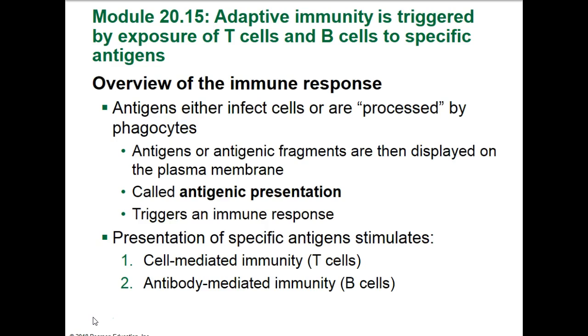Antigens either infect cells or they're processed by phagocytes. So antigens or antigenic fragments are displayed on the plasma membrane of some of these phagocytes. And this is called antigen presentation, and it triggers an immune response. You may remember I mentioned earlier that certain cells like macrophages sometimes just take in a foreign thing and destroy it. But one of the things they also do is take in that foreign invader, break out some of the pieces like its antigens, and redisplay them on the outside of themselves. It's like they're waving a flag saying, I found something. The T and B cells need to take a look at this foreign thing. So this is antigen presentation.